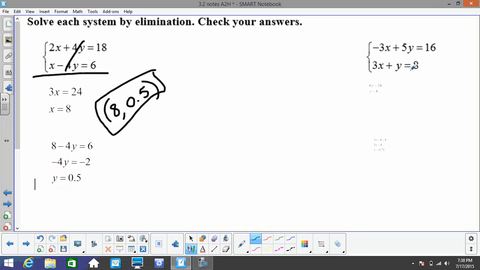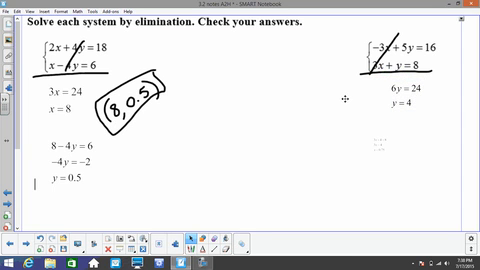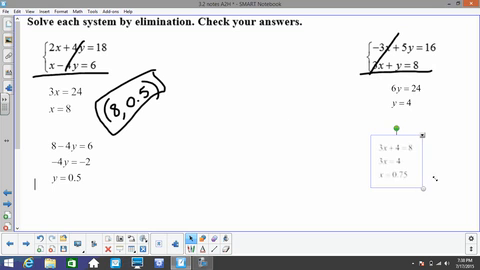Let's go ahead and do another one. If I notice over here, I have a negative 3x and a positive 3x. If I add them together, that's 0. They are going to cancel each other out. 5y plus y is going to be 6y. 6y equals 24. Divide by 6 and you get y equals 4.